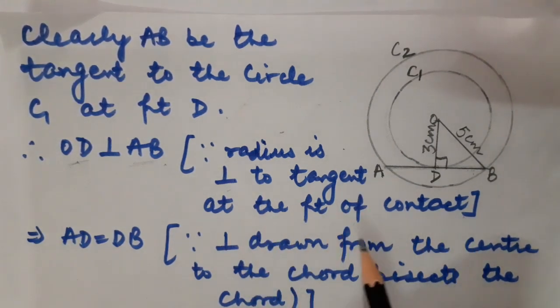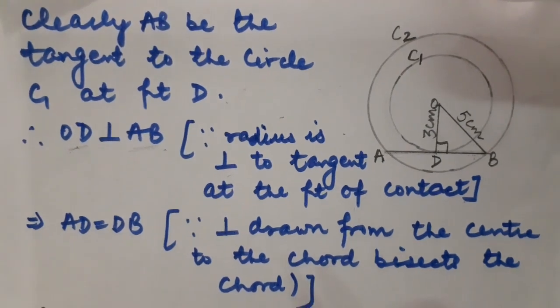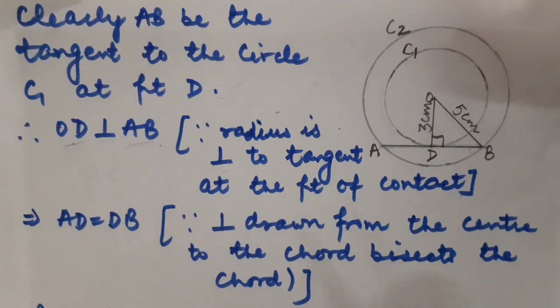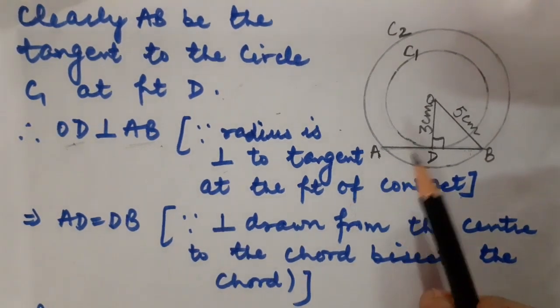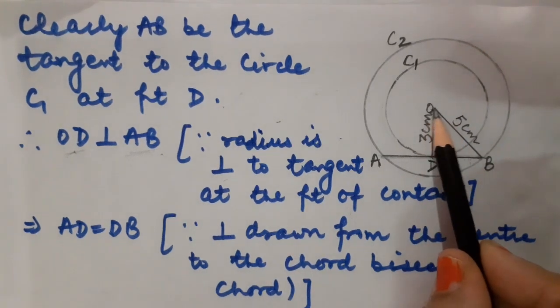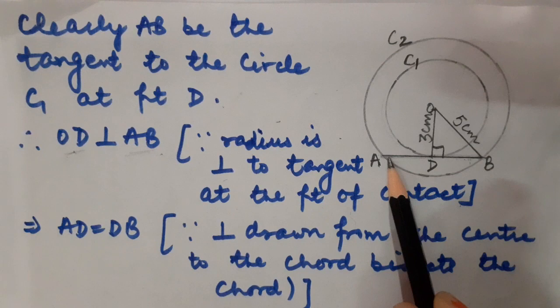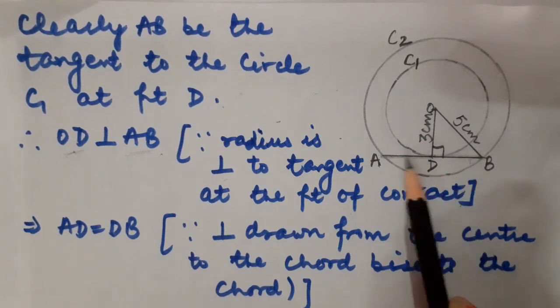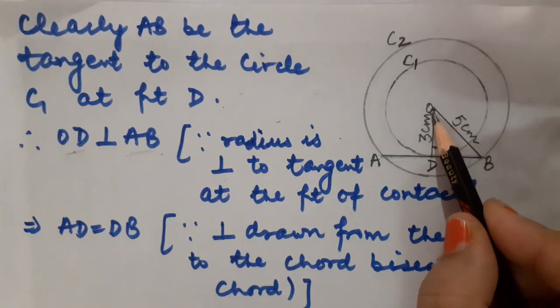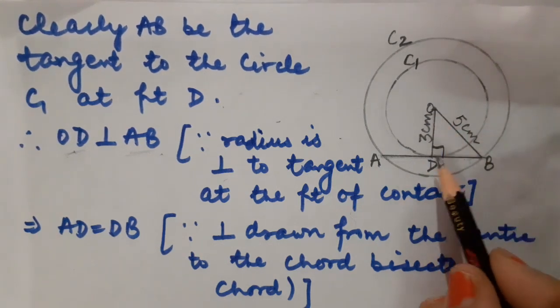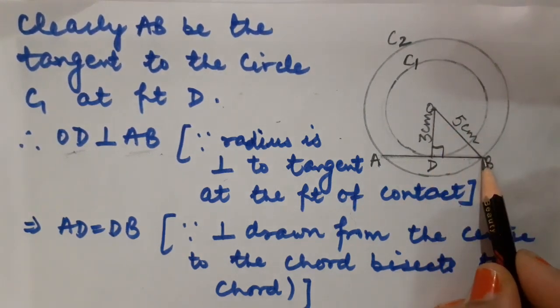Understood, children? Okay. One theorem you learnt in class 9th, the statement of that theorem I am going to use now. What is that statement? That whenever a perpendicular is drawn from the center point to the chord, it always bisects the chord, means it divides the chord into two equal parts. So this is 90 degrees, means angle ODB will be 90 degrees.